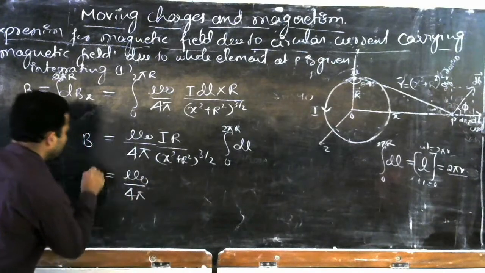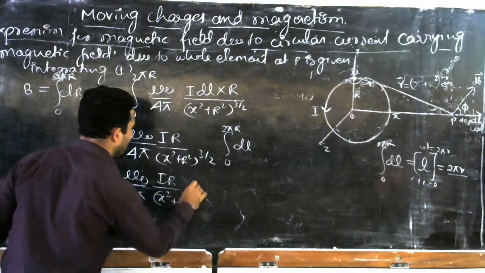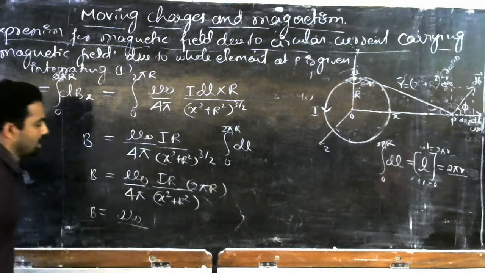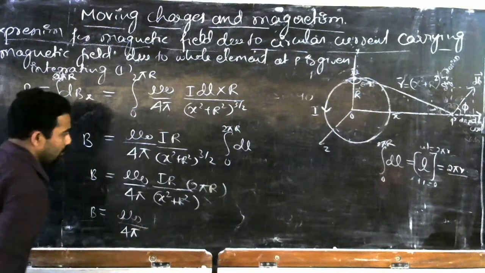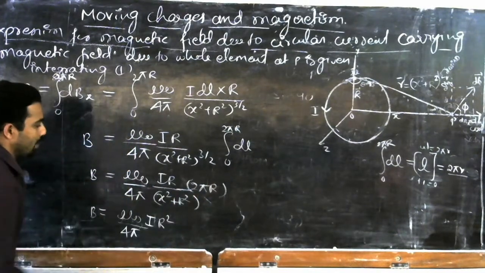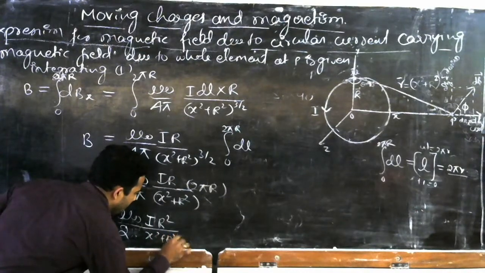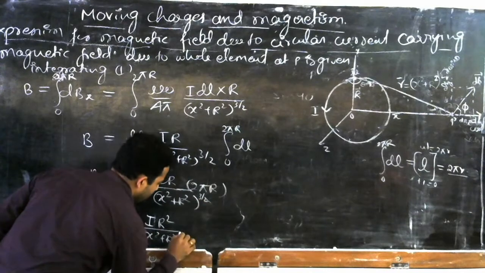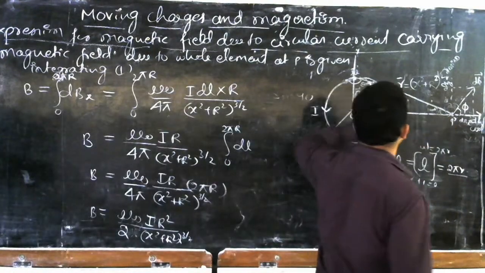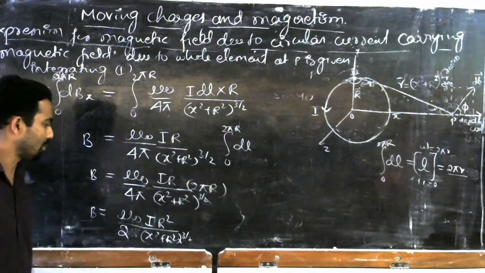Mu naught by 4 pi, I into r divided by x square plus r square to the power 3 by 2, into 2 pi r. So B is equal to, let us simplify this, mu naught by 4 pi, I into r becomes r square. The 2 pi here and this 2 pi cancel out. So it will be 2 divided by x square plus r square to the power 3 by 2. So this is the equation for the magnetic field at the point P due to the whole element: B equals mu naught by 2, I r squared divided by x squared plus r squared to the power 3 by 2.